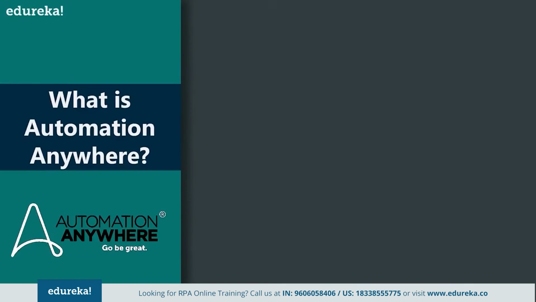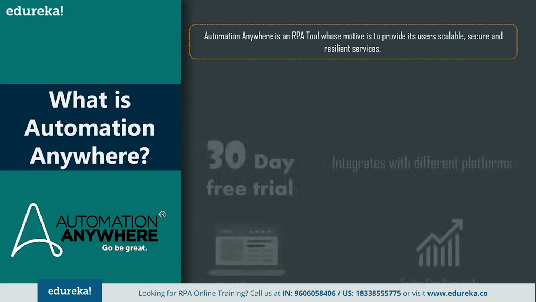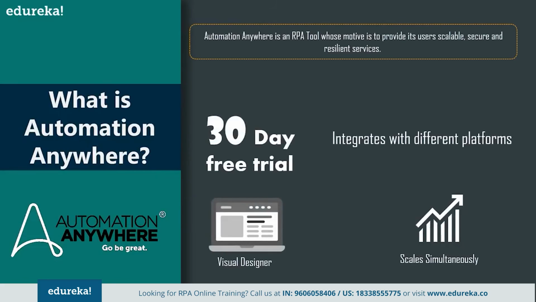So with that note, let's see what exactly Automation Anywhere is. Automation Anywhere is an RPA tool whose motive is to provide its users with scalable, secure, and resilient services. This tool offers a 30-day free trial to let you explore the tool first and automate tasks, and then provides you with an enterprise service. Automation Anywhere also offers better performance as it has the ability to integrate with different platforms and also scale simultaneously. This tool is meant to be used at the enterprise level and is mainly designed for solving complexity issues, right?